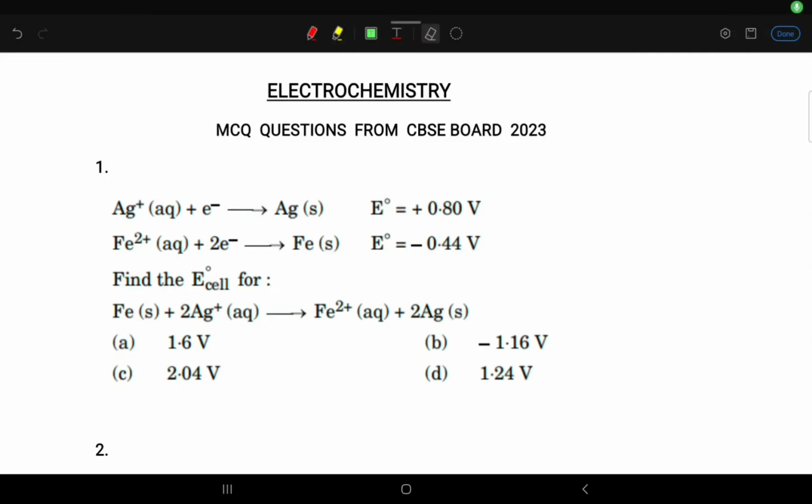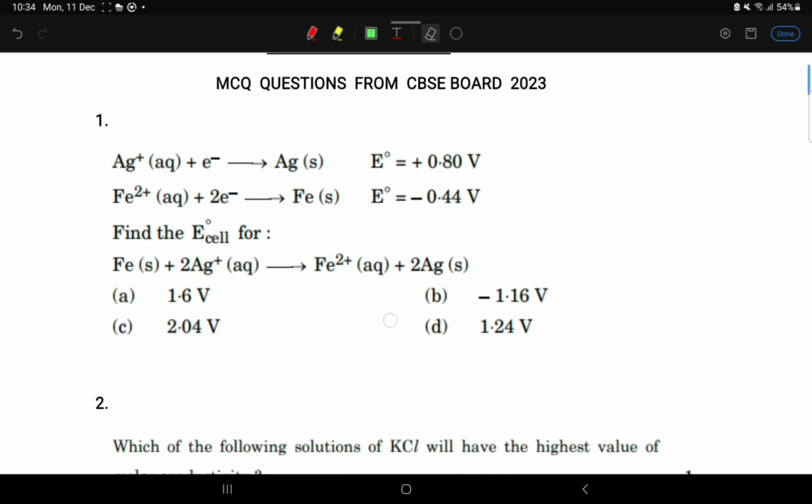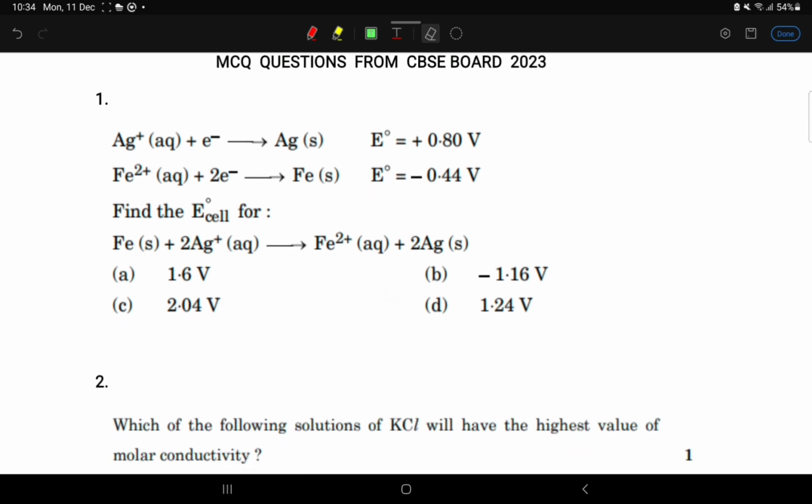These are MCQ questions from last year's board exam question paper. Ag+ plus 1 electron gives Ag, E naught value 0.80 volt. Fe2+ plus 2 electrons gives Fe, E naught value minus 0.44. Find the E naught cell. So we know E naught cell is equal to E naught cathode minus E naught anode.